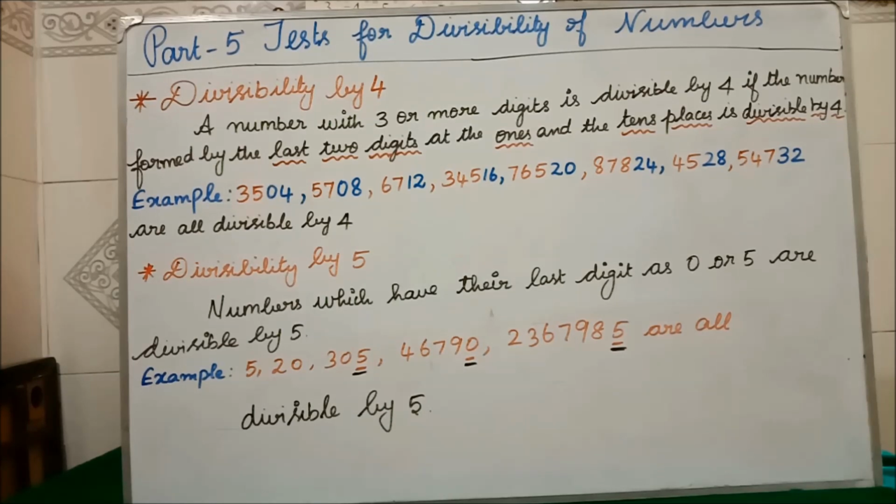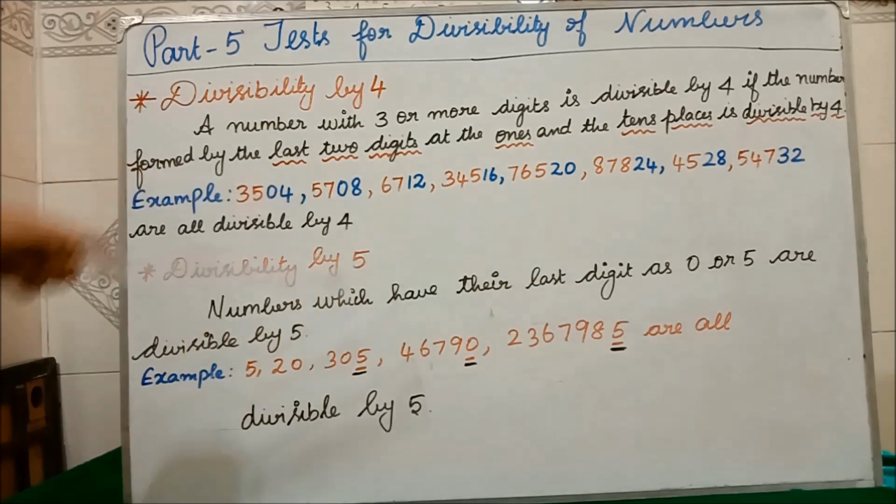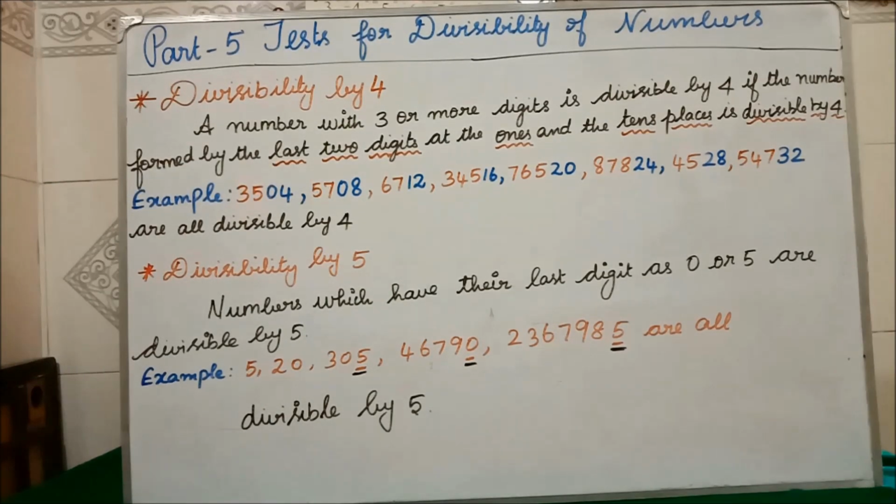4 is divisible by 4? Yes. So 3504 is divisible by 4. You see this 5708. Here the last 2 digits are what? 08. We have to consider 8. 8 is divisible by 4. Therefore 5708 is again divisible by 4.